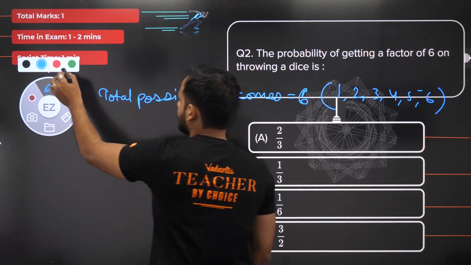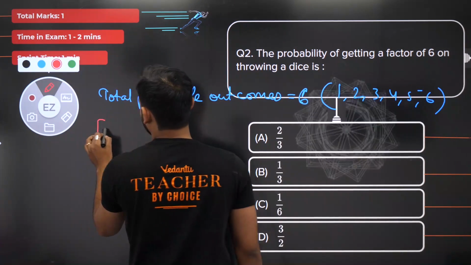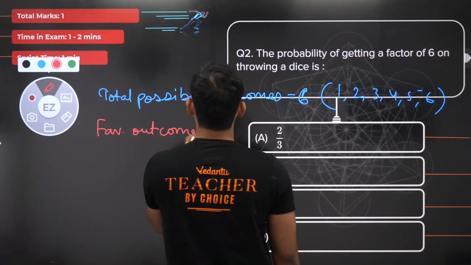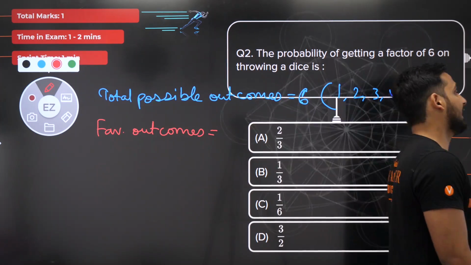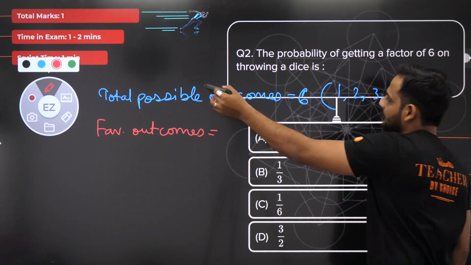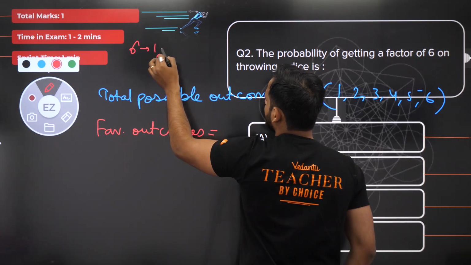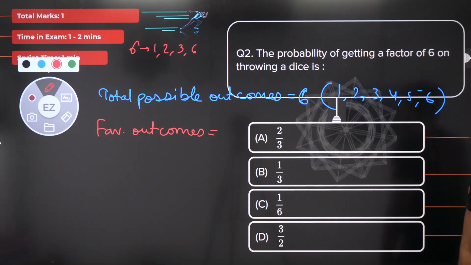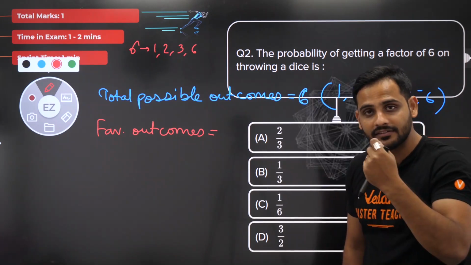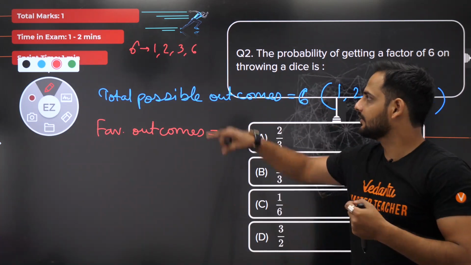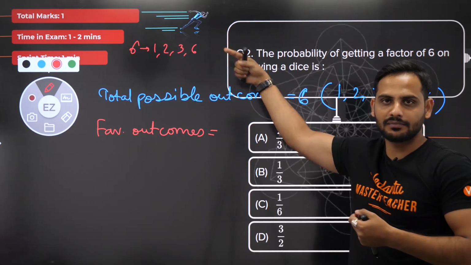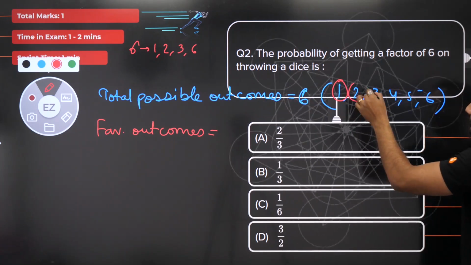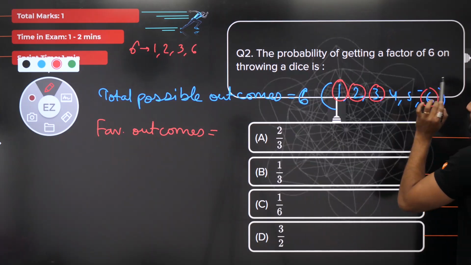Now let's talk about the favorable outcomes. Favorable outcomes, what do you want? You want to have a factor of 6. Now what are the factors of 6? The factors of 6 are 1, 2, 3 and 6. The numbers by which 6 can be divided, not multiples. 6 by 1 is 6, 6 by 2 is 3, 6 by 3 is 2, 6 by 6 is 1. So this is a factor, this is a factor, this is a factor and this is a factor. So total 4 factors.